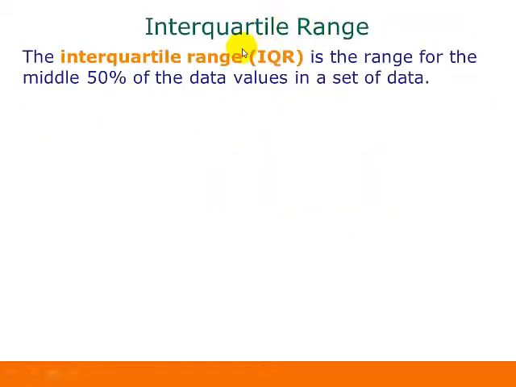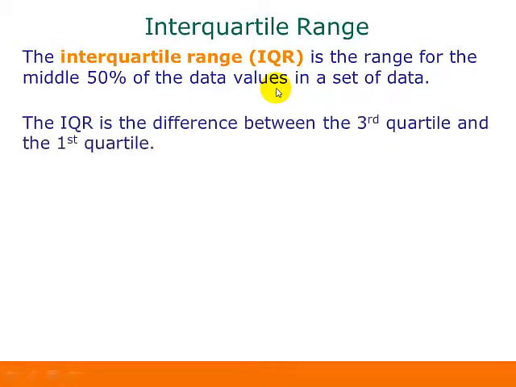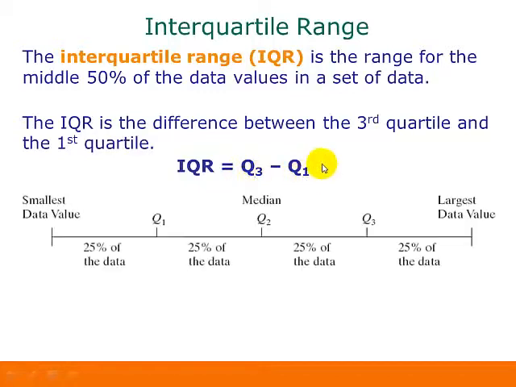The interquartile range, we usually abbreviate this with IQR, is the range for the middle 50% of data values in a set of data. So the IQR is the difference between the third quartile and the first quartile. We just subtract the two to get the IQR. And again, if we go back to our picture of our quartiles, we're looking at the middle 50% of the data. So from here to here, and that's just the distance between Q3 and Q1. So that's our IQR.